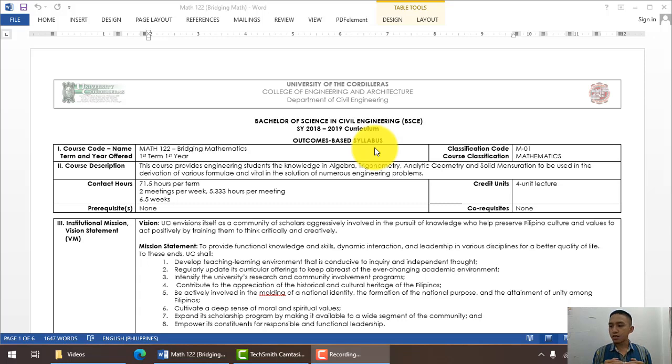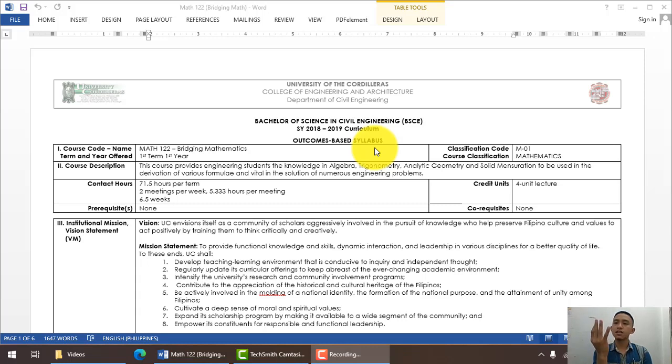So this subject, on the old curriculum, consists of four subjects. The college algebra, which is actually Algebra 1 and Algebra 2, so there are two subjects in algebra. The plane and spherical trigonometry, or the trigonometry, and then the analytic geometry, and then this solid mensuration.